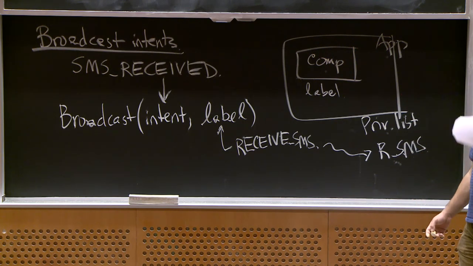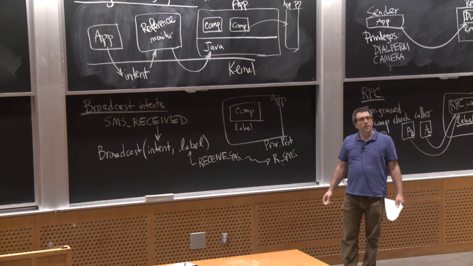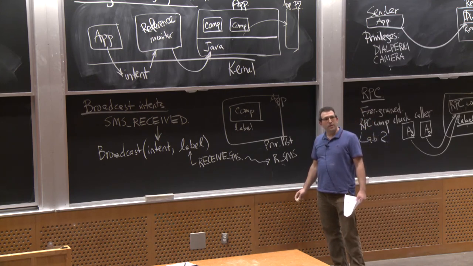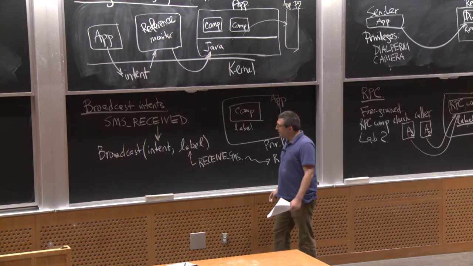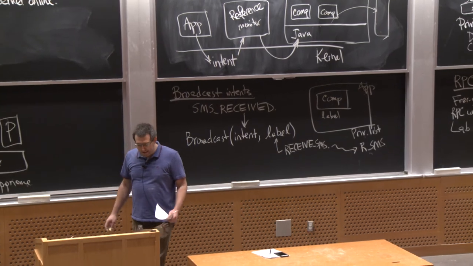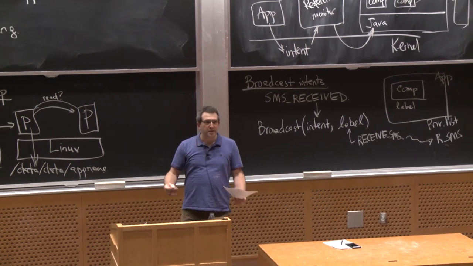Question: is it possible for an app to say that I'm fine with anyone but this other app receiving this intent? For example, Facebook blocking Twitter from certain intents of theirs? No, I think it doesn't support spite, in a sense, yeah.